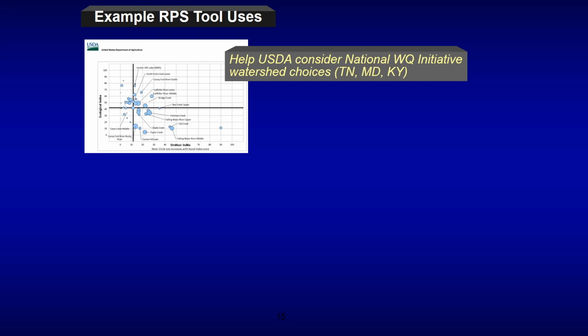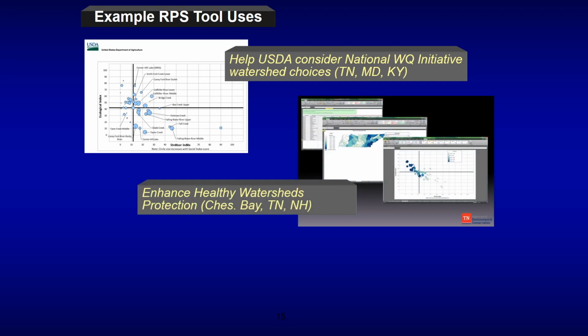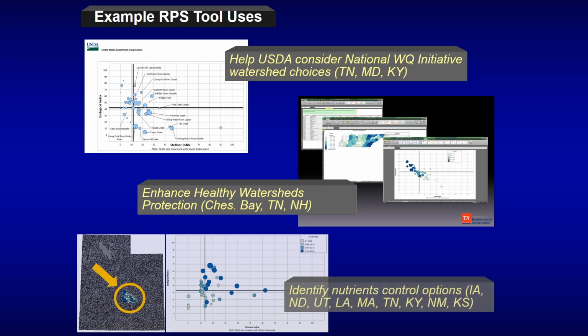In other states, the RPS tool has improved the recognition of healthy watersheds suitable for protection planning and avoidance of emerging risks. And in 9 states concerned about managing nutrient impacts on their waters, the RPS tool demonstrated options for priority watershed nutrients management in a variety of exposure settings identified by the states.